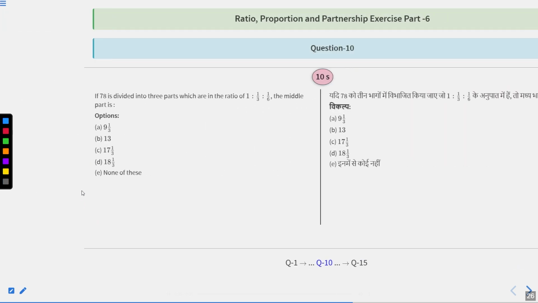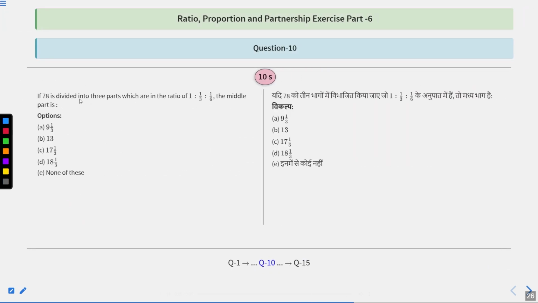Next one. If 78 is divided into 3 parts which are in the ratio of 1 by 3 ratio 1 by 6, the middle part is? You have 5 options and 10 seconds to solve this question. Your time starts now.